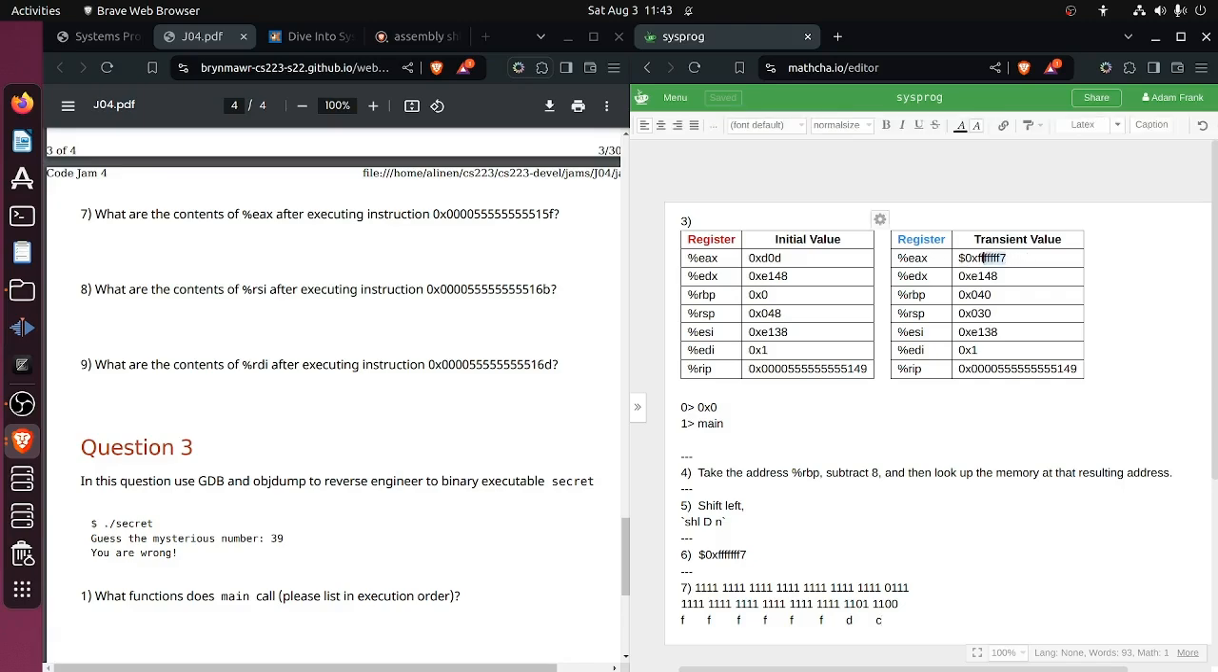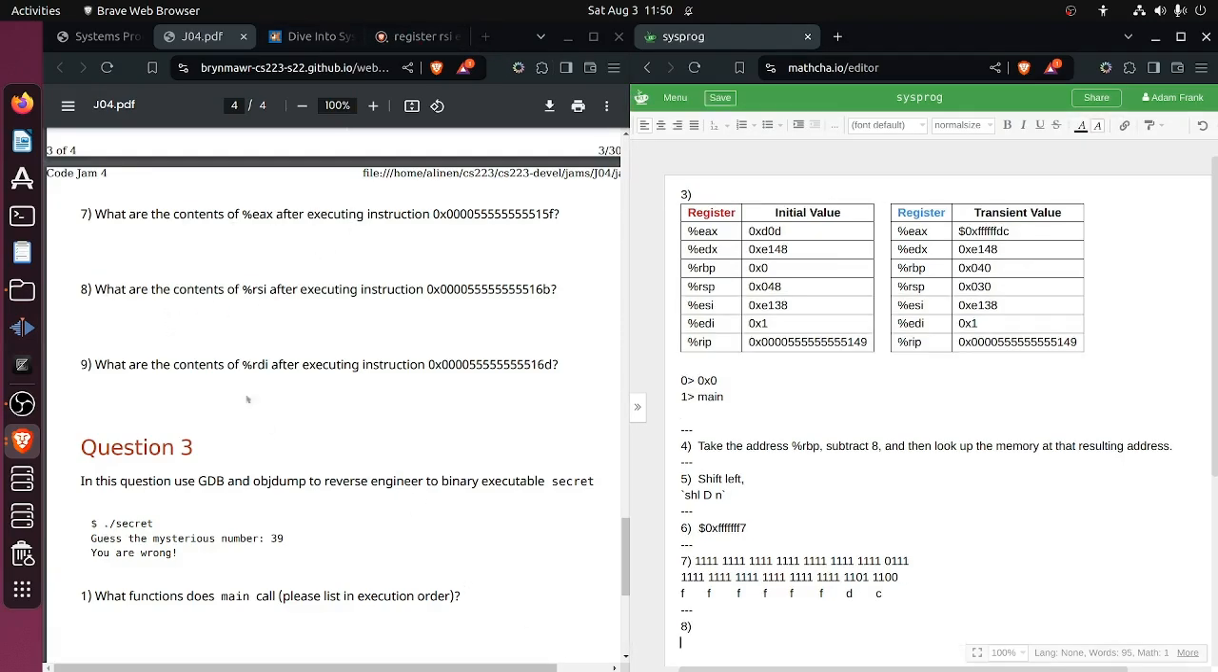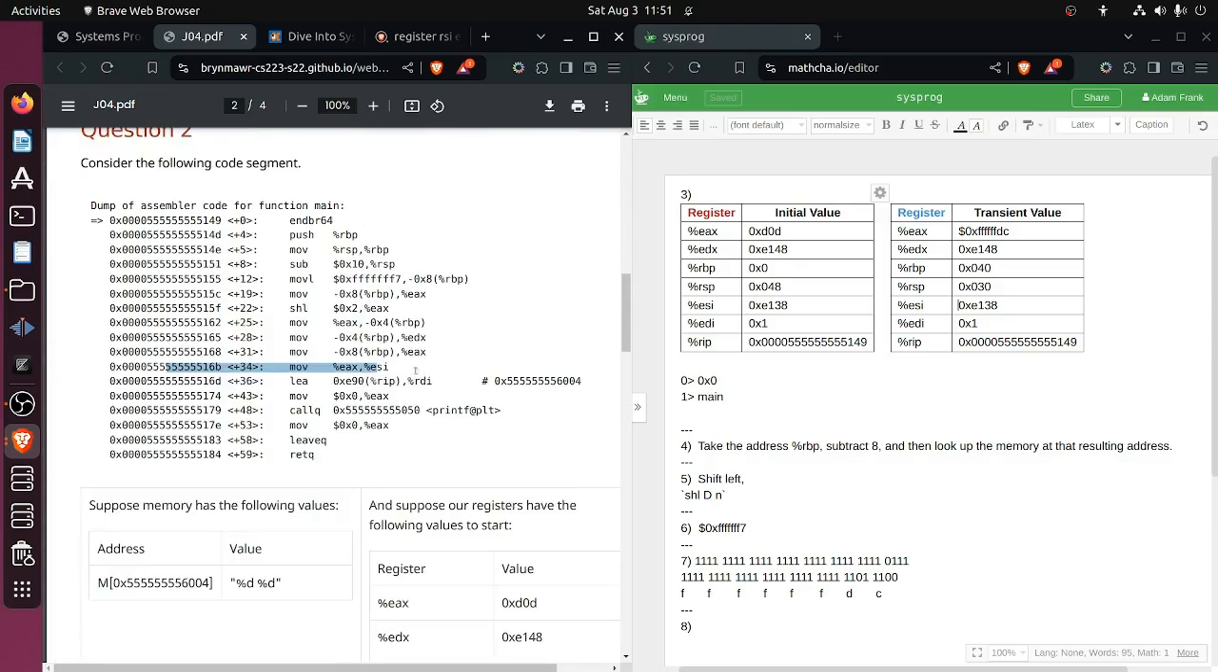I should probably go ahead and update it here. Okay, so getting back to this. For problem number 8, what are the contents of RSI? RSI is essentially the full version of ESI. ESI is for 32 bits, RSI is the full 64-bit thing. And we want to look at the state of things after executing 16B. So where's 16? That's down here.